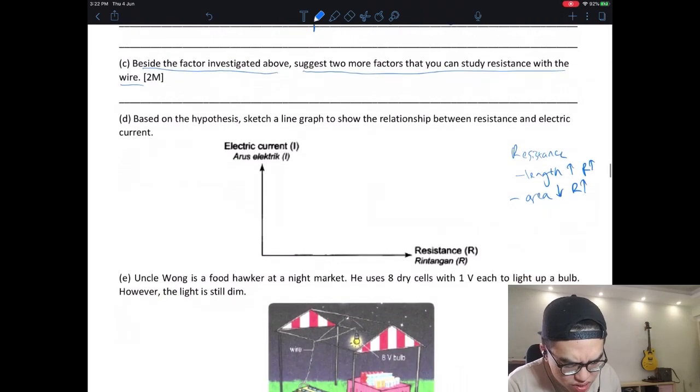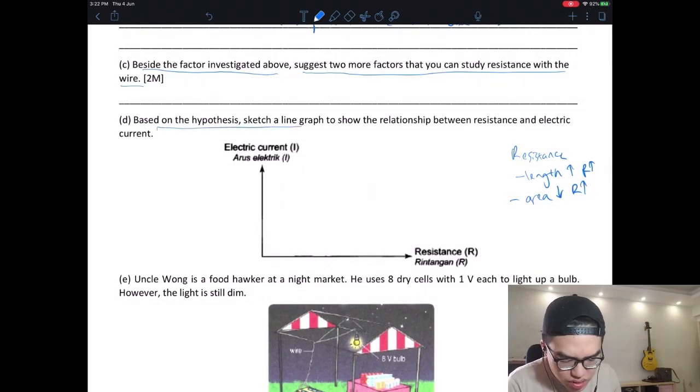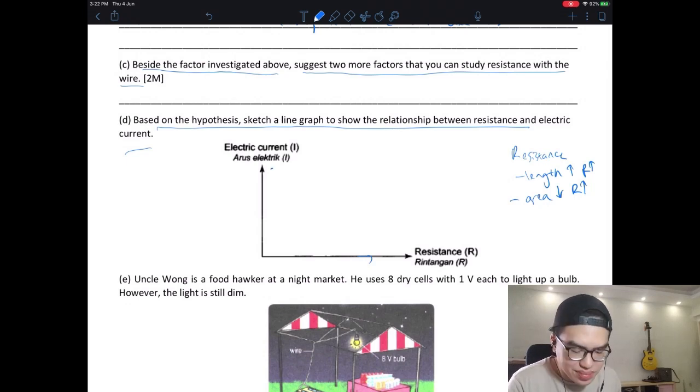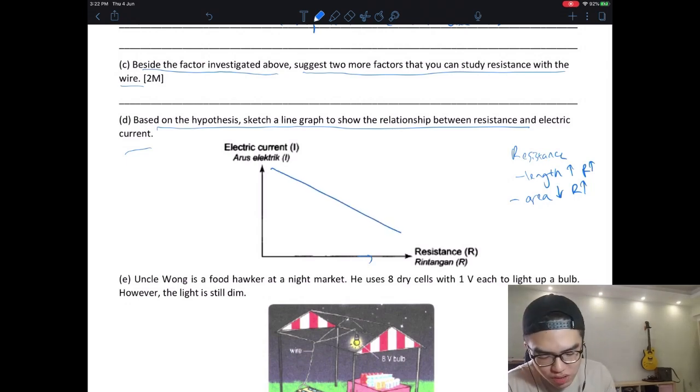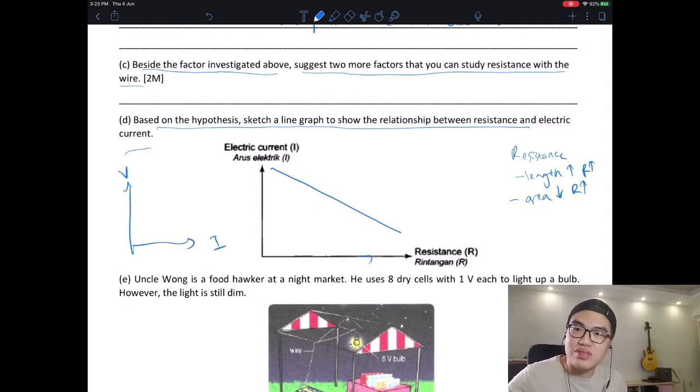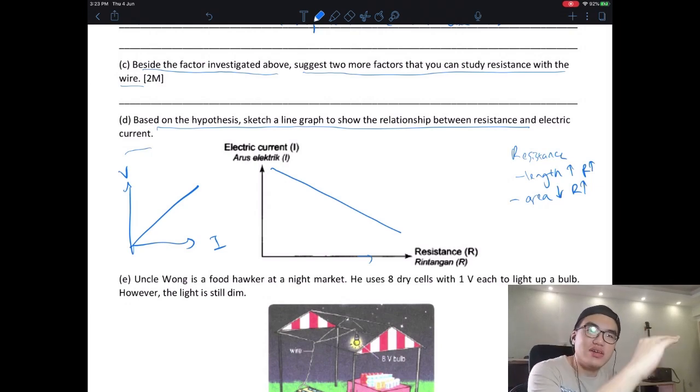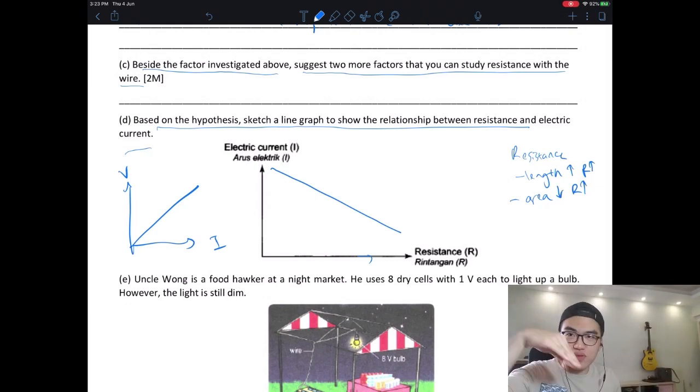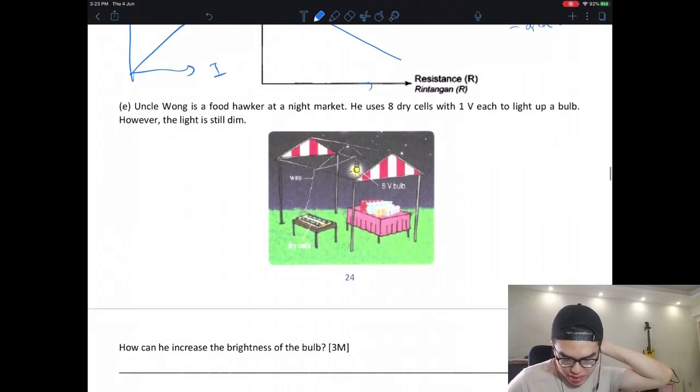Based on the hypothesis, sketch a line to show the relationship between resistance and current. The higher the resistance, the lower the current. So the graph will look like this. Just now V and I is like this, because the higher the V, the higher the I. But here is a different case: the higher the R, the lower the I. So the graph will fall down. So I think I'll stop here.